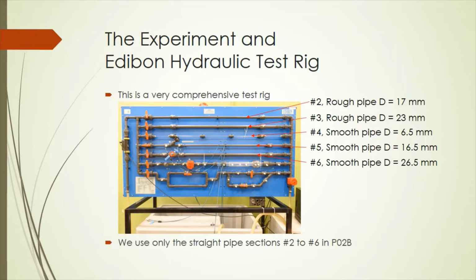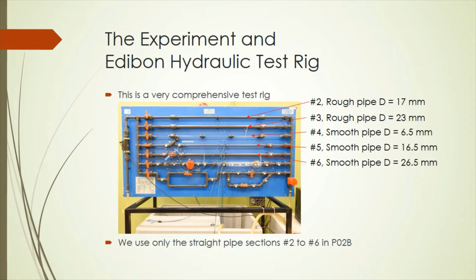Now, the experiments will be carried out, of course, in the lab. The test rig we are using is the Edibon hydraulic test rig. This is a very comprehensive test rig. In our experiments, we focus on SWEG pipe. So there are altogether 5 SWEG pipe sections in this test rig.